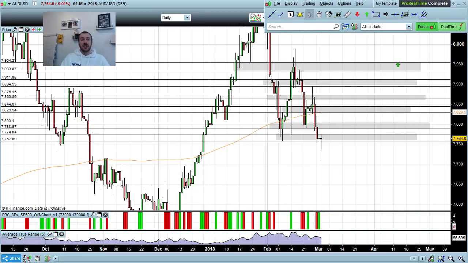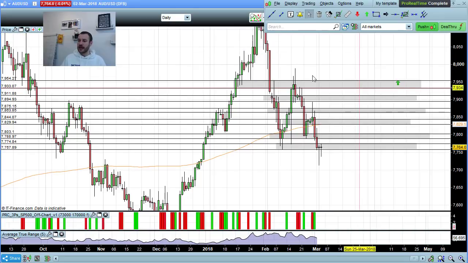Okay guys, it's Sunday the 4th of March, so let's have a look at Australian dollar, US dollar. We'll have a quick recap of the market from last week in relation to the Sunday analysis that we did last week, and then we'll have a look at the market, the key levels and what we're looking for the day trading week ahead.